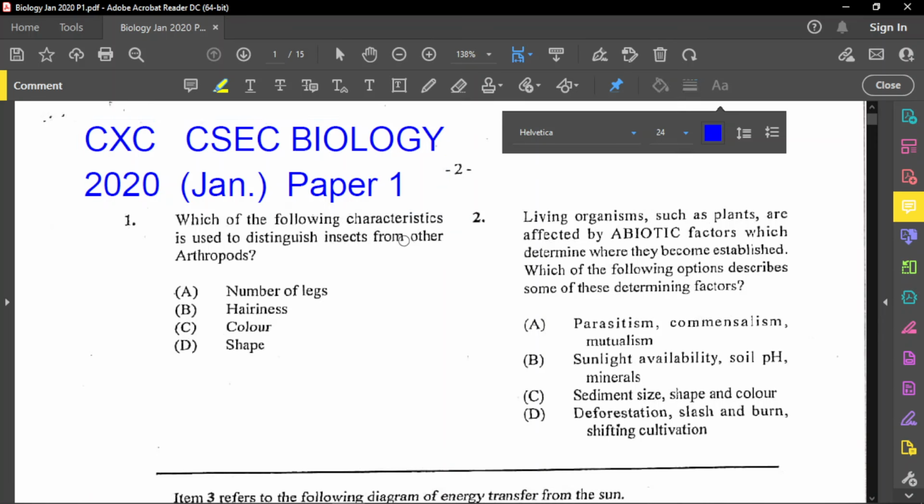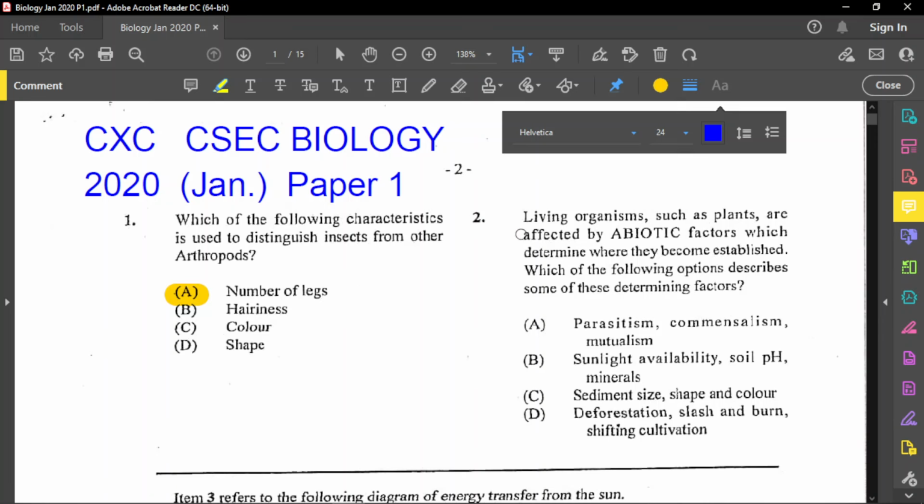It says, which of the following characteristics is used to distinguish insects from other arthropods? And so option A says number of legs, hairiness, color, and shape. Right off the bat, you know that the number of legs is the best answer, because insects do have a specific number of legs, 6 to be specific. They also have 3 body segments: the head, the thorax, and the abdomen. They also have 2 pairs of wings and a pair of antennae.